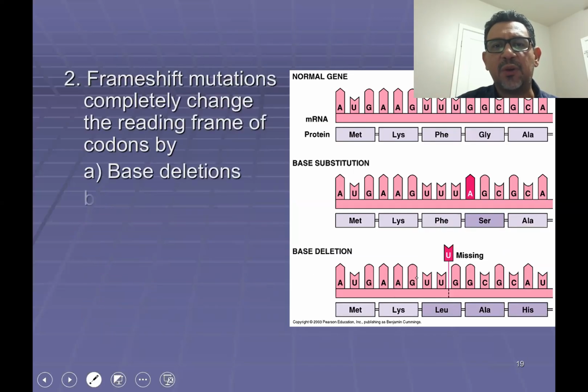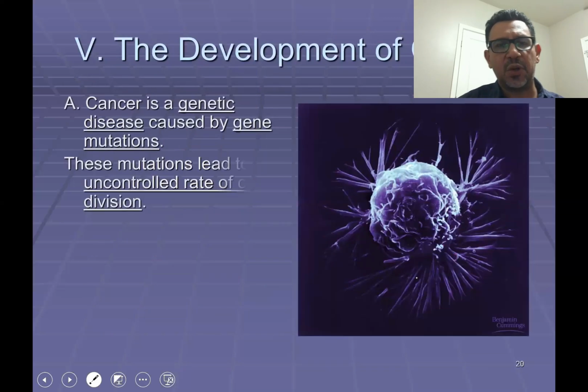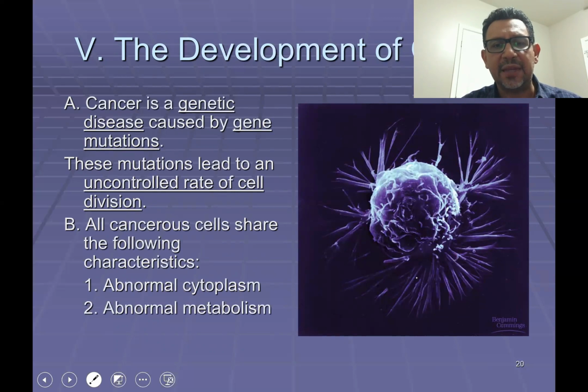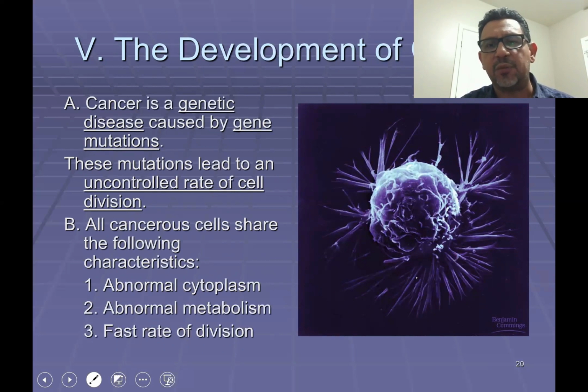What is the outcome of all of these mutations? Well, the outcome is going to be the development of cancer. Cancer is a genetic disease. Mutations that lead to an increased rate of cell division are those that lead to the development of tumors and eventually the development of cancer. Cancer cells have abnormal cytoplasms like the one you see in this illustration.